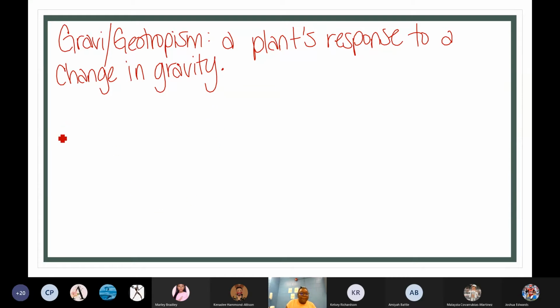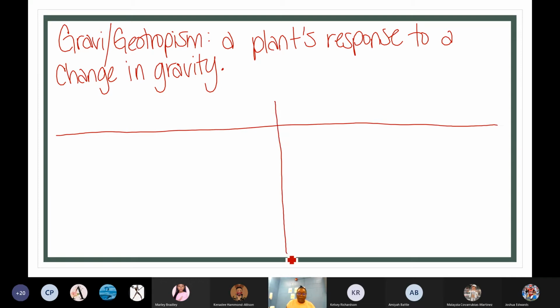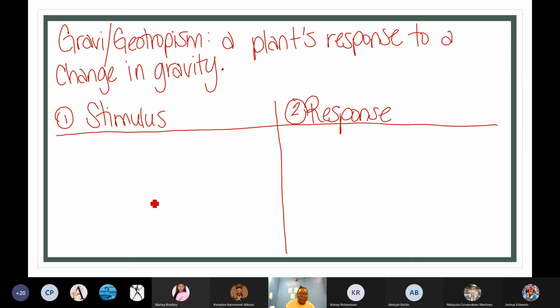If I had, and let's draw another one. We're working with stimulus and response models today. Remember, that's our learning objective. If I had a potted plant or a plant that was in a pot and that pot turned over, the question becomes, how would that plant respond so that it could continue to survive? This is a perfect example of geotropism or gravitropism.